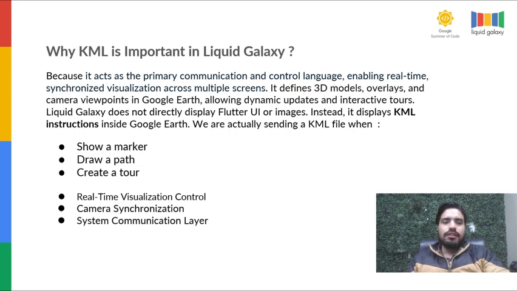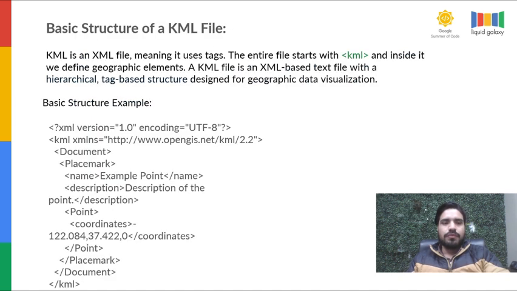With the help of KML, we can show a marker on Google Earth. We can draw a path using polygons. We can even create a tour. We can also set up the camera positions, which we declare in KML. So these are some basic use cases which we can do with the help of KML using Liquid Galaxy. So let's know what is the basic structure of the KML file. KML, as I told you, is an XML file format based language. It consists of tags. The entire file starts with the KML.